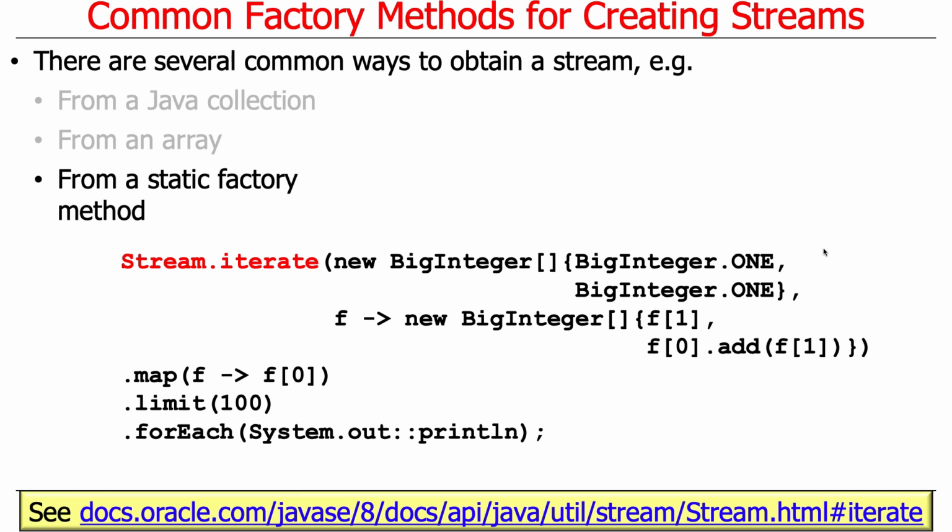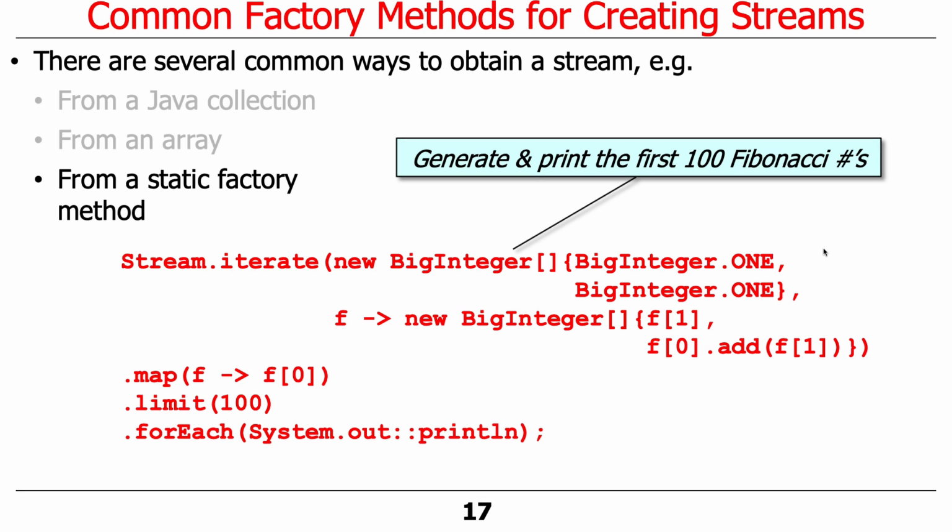What's interesting about iterate is it can be used to make unbounded streams, which of course then raises the question, how do we keep the program from running forever? And I'll talk about an example here. So what Stream.iterate does in this particular example is generate and print the first 100 Fibonacci numbers.